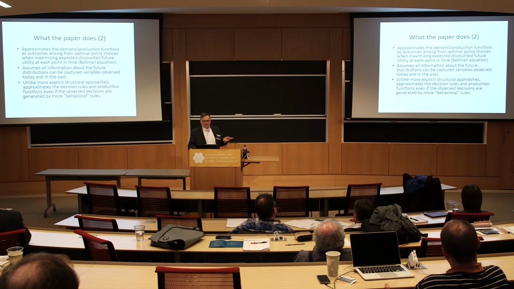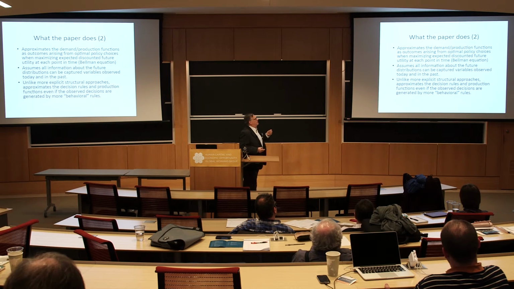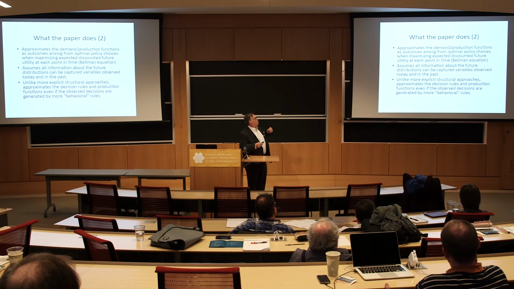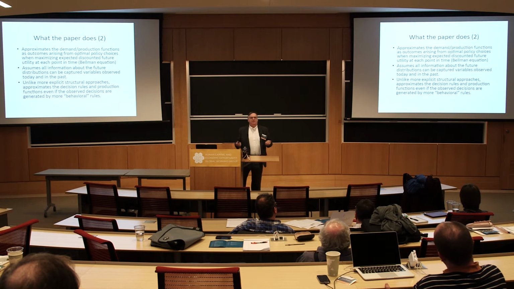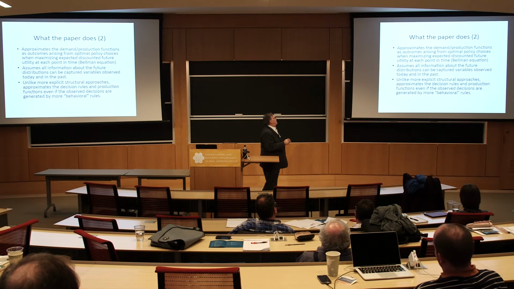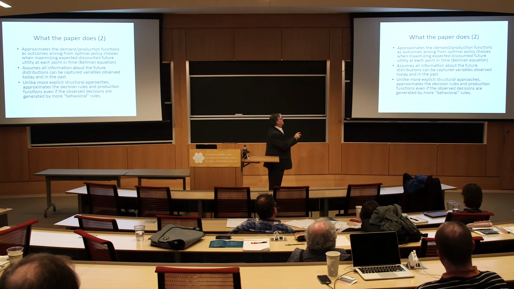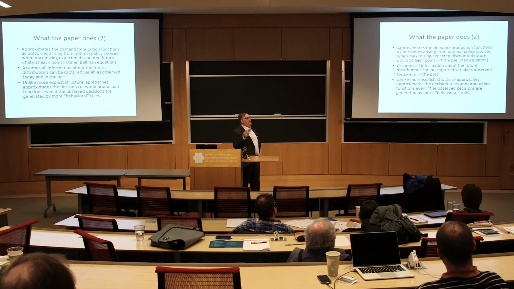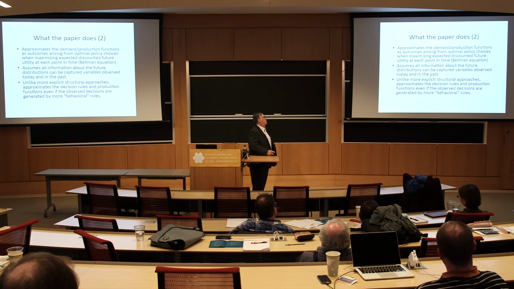What the paper does is it approximates the demand and the production functions as outcomes arising from optimal policy choices when the household or the individual is maximizing the expected present discounted value of utility at each point in time. Think of just maximizing the Bellman equation. I think a key part of what the paper does is it says, assume that all information about future distributions can be captured by variables observed today and in the past. And we'll see an additional restriction on that in a couple seconds.